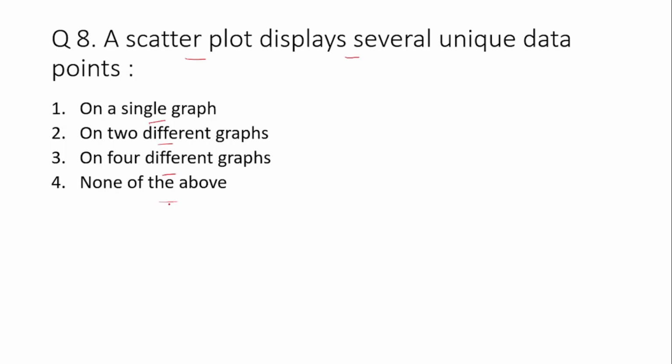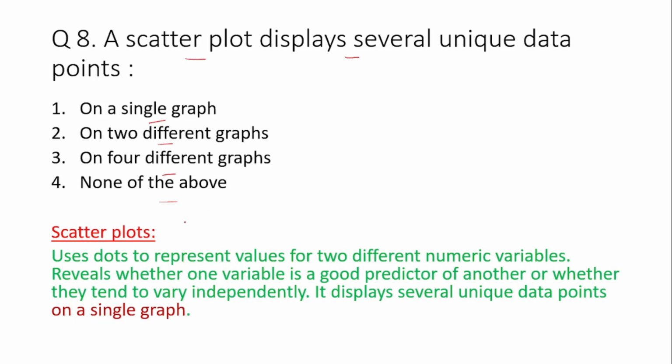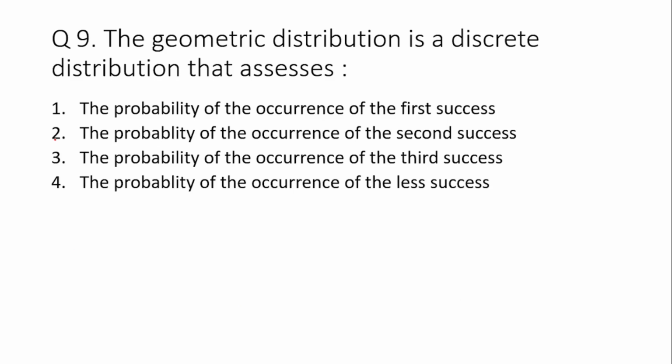Let's have a look at the definition of scatter plot. It says scatter plots basically use dots to represent values for 2 different numerical variables, right? It reveals whether one variable is a good predictor of another or whether they tend to vary independently. It displays several unique data points on a single graph. So basically a scatter plot displays several unique data points on a single graph. Hence my option should be option number 1, right? Let's move on to the next question.